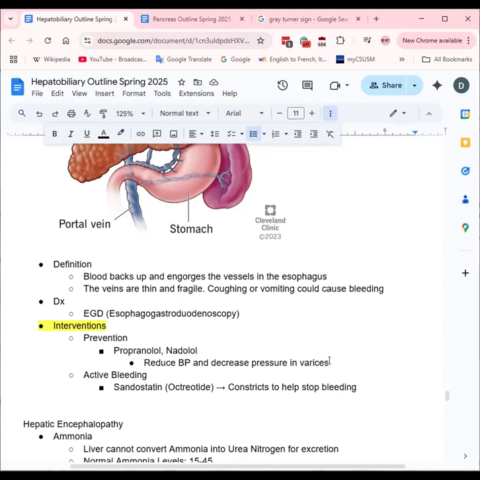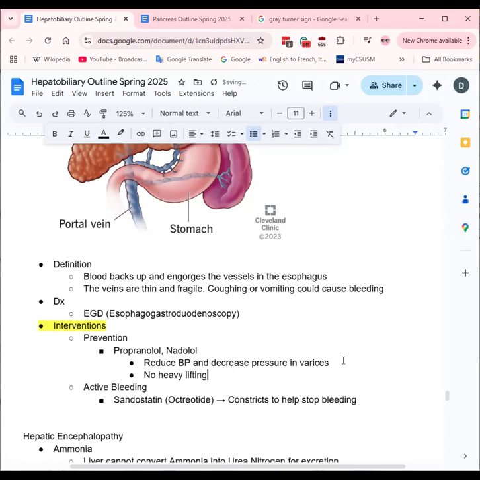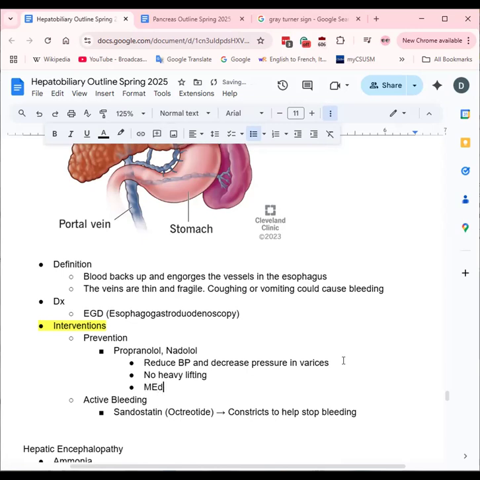Going back to prevention again, prevention is preventing it from bursting. So avoid heavy lifting, and maybe you can give them medications to prevent vomiting and coughing, because that can stress that area and lead to them bleeding out. But when they're actively bleeding, again, we want to constrict, just like you would apply pressure to a bleeding wound or a cut to stop the bleeding. That's when you want the constrictors.